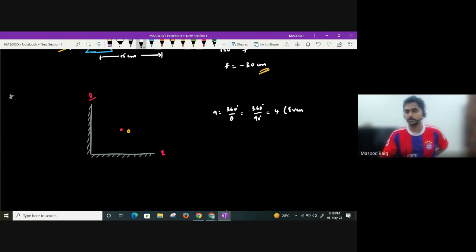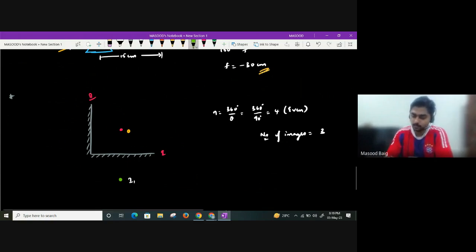So how many images will be found, whether it is symmetrical or unsymmetrical placement? The number of images is n minus 1, as you all know. So 3 images will be found. Now see, due to the first mirror, where will the image of this object be found? It will be found here. This is our first image, I1. It also behaves as an object for the second mirror, and its image will be found somewhere over here. This is the second image.